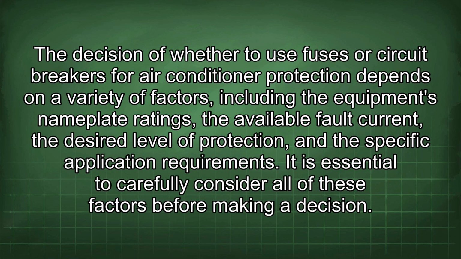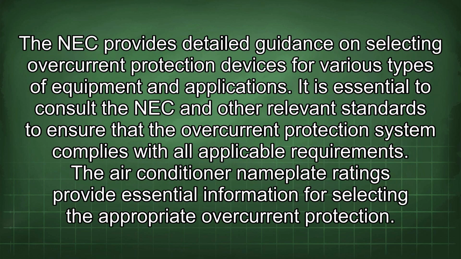The decision of whether to use fuses or circuit breakers for air conditioner protection depends on a variety of factors, including the equipment's nameplate ratings, the available fault current, the desired level of protection, and the specific application requirements. It is essential to carefully consider all of these factors before making a decision. The NEC provides detailed guidance on selecting overcurrent protection devices for various types of equipment and applications. It is essential to consult the NEC and other relevant standards to ensure that the overcurrent protection system complies with all applicable requirements.